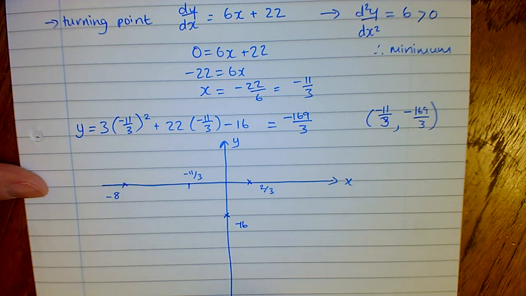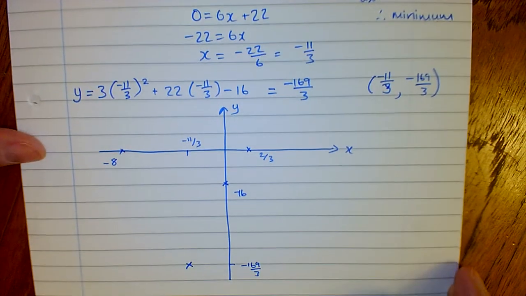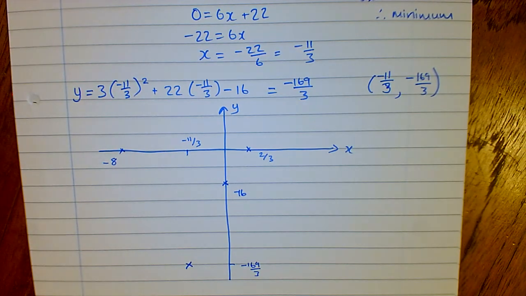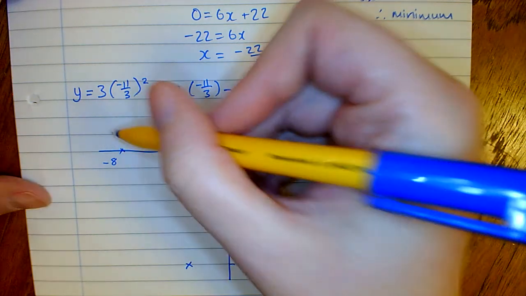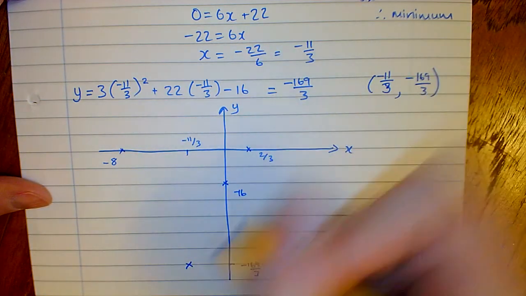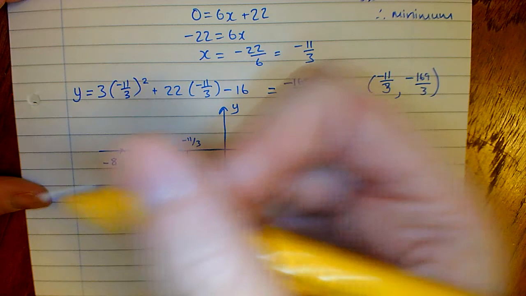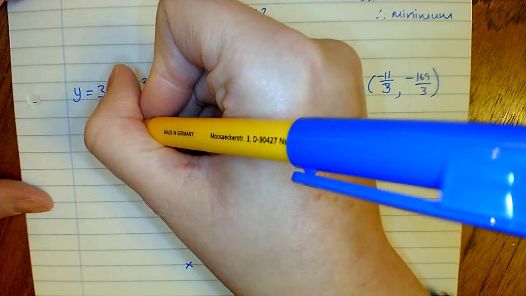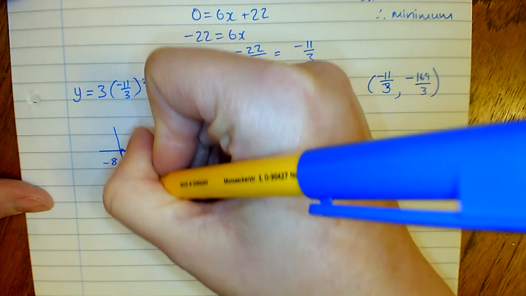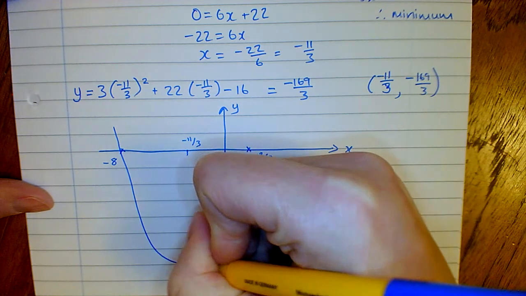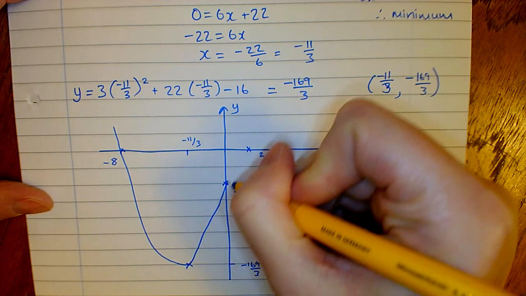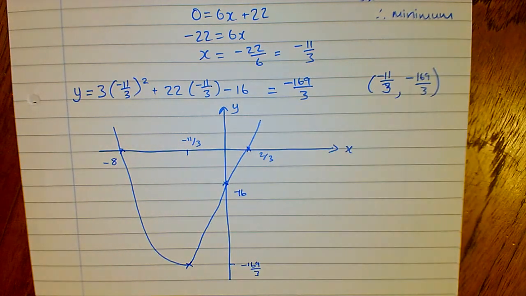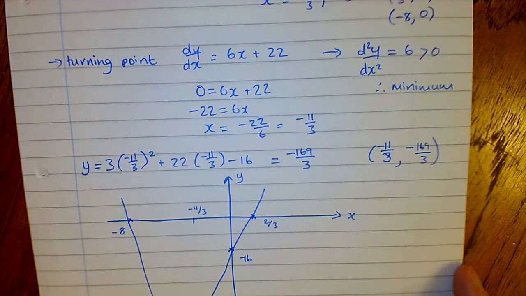And our turning point is minus 11 over 3, minus 169 over 3. Now you should be drawing a smooth curve through this. You should be better at doing this than me. I have the camera in my way, so it's going to be fairly difficult. Yeah, so you would do a better job of that. That should be a nice symmetrical smooth curve. So that's our first one.